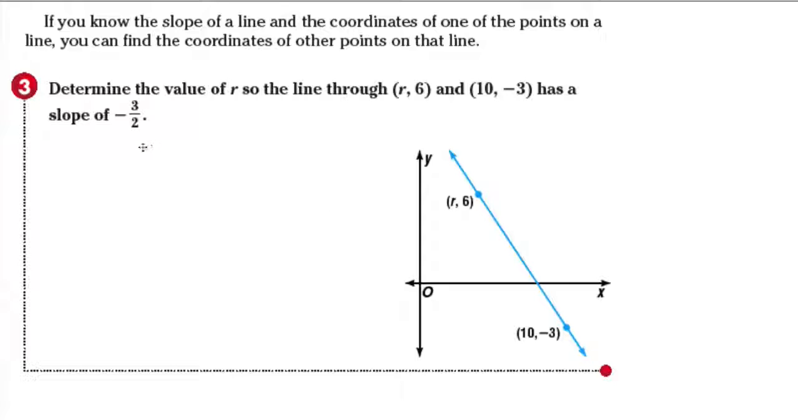Okay, so let's start again. We start with the formula. M, or the slope, is equal to y sub 2 minus y sub 1 all over x sub 2 minus x sub 1.